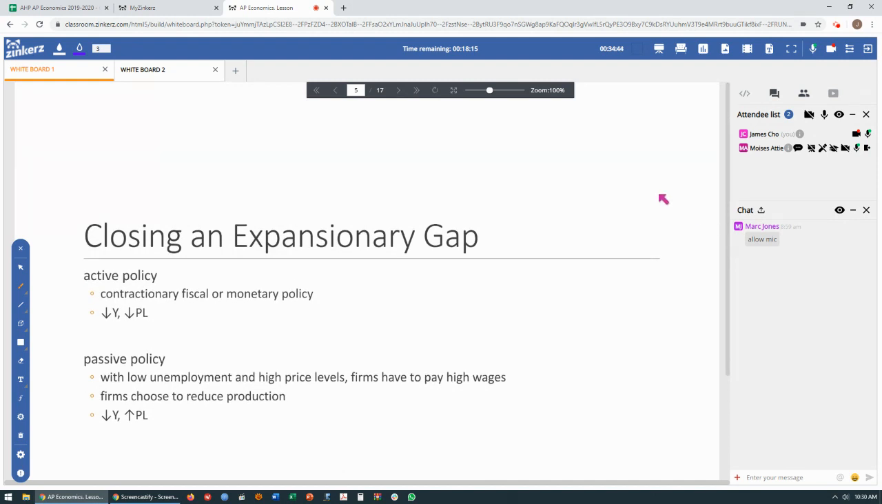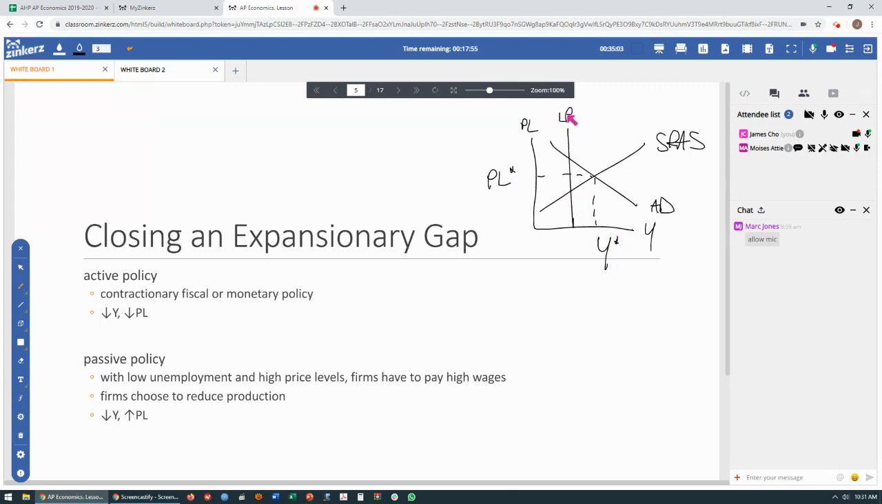Let's do the same story with an expansionary gap. This one is actually easier to think about. So price level, GDP. What type of GDP? Real GDP. How do we measure price level? CPI. So we have this inflationary gap, and what's the problem with an inflationary gap? Inflation. We have extra money in the streets.